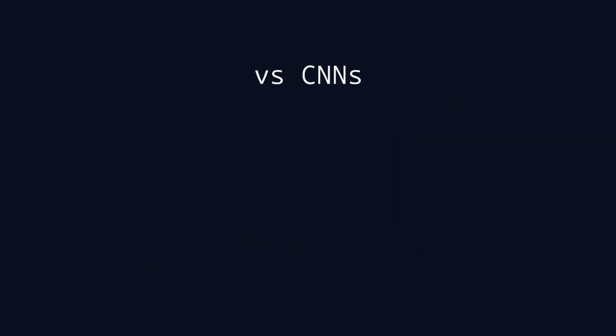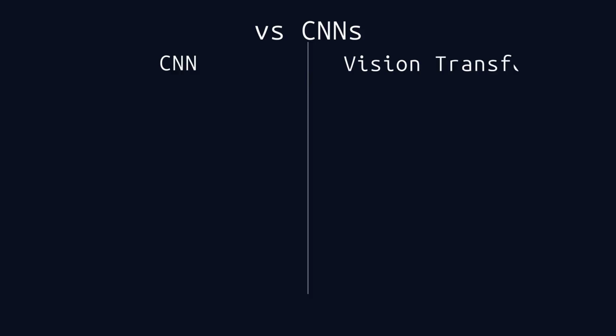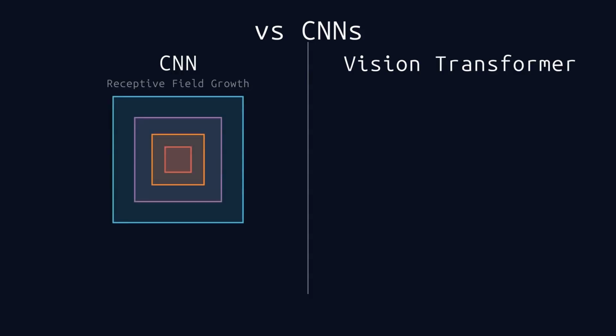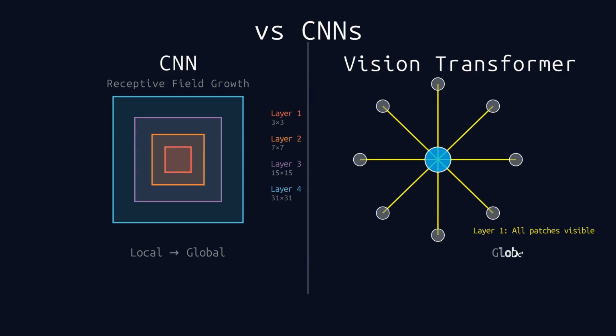Quick note on how this differs from CNNs. Convolutional networks build up understanding hierarchically. Early layers see tiny patches, later layers combine them into larger regions. The receptive field grows gradually. Vision transformers skip this gradual approach. From layer 1, patches can attend globally across the entire image.